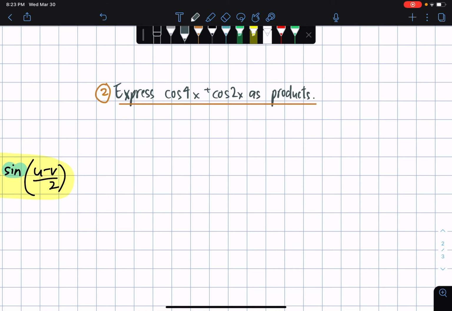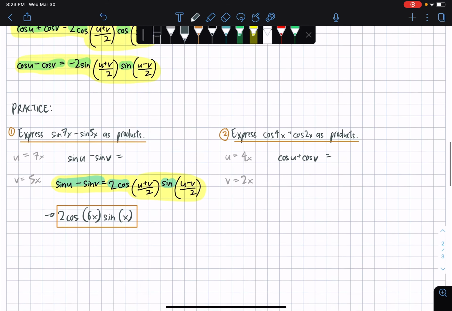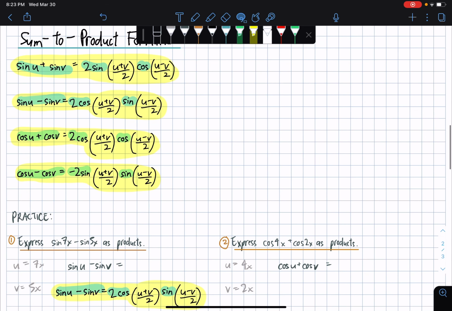So for number 2, express cos 4x plus cos 2x as products. Let's figure out which our u and v variables are. Cos 4x is our u variable, 2x for our v variable. So we can rewrite the given expression as cos u plus cos v, which is equal to, let's see the most appropriate formula for it. Cos u plus cos v, this one.